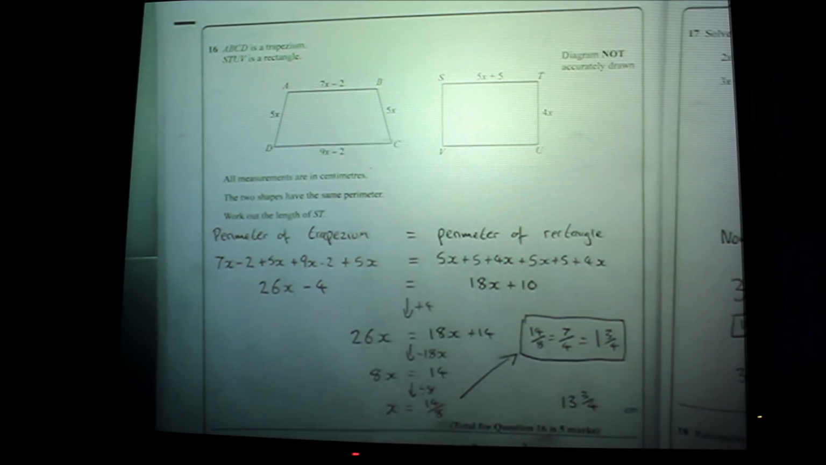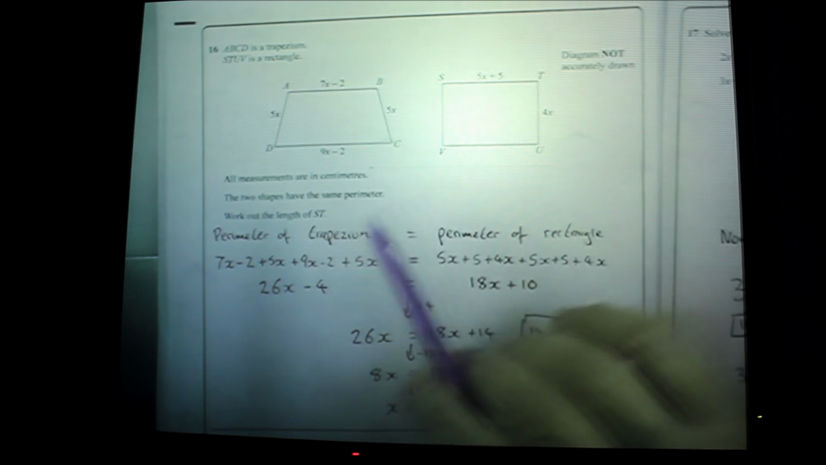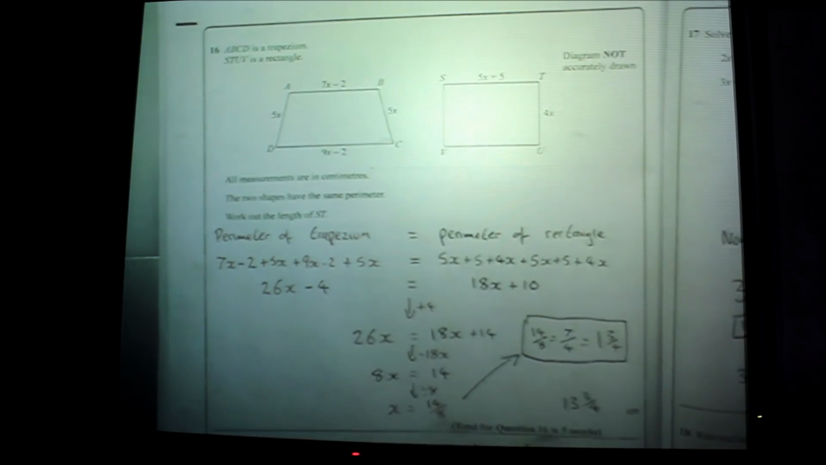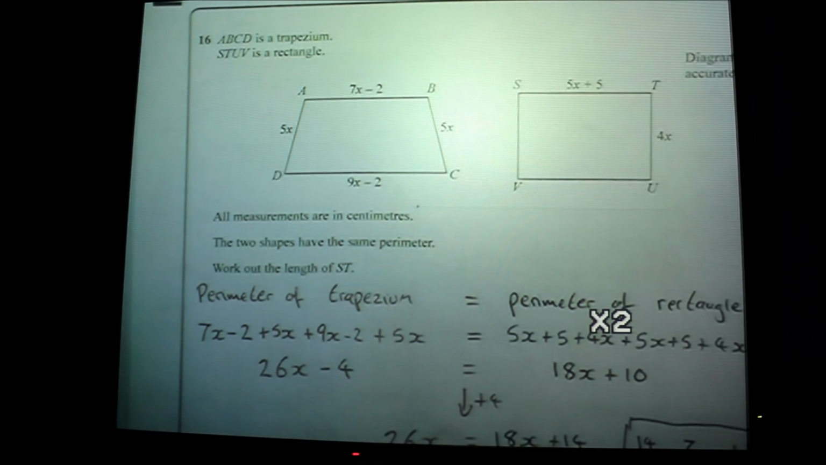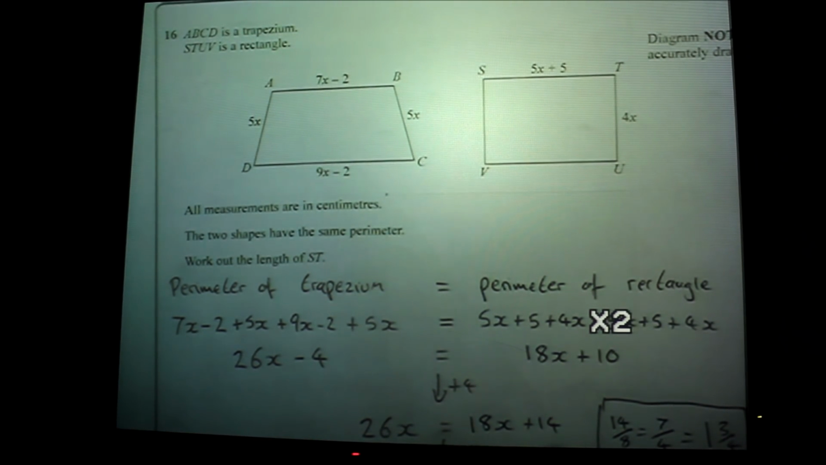We've got a trapezium and a trapezium there, and a rectangle there. Measurements are in centimetres. 2 shapes have the same perimeter. Work out the length of ST. Alright? So you're told that the perimeters are the same. Perimeter is obviously around the outside. So you need to work out what x is.